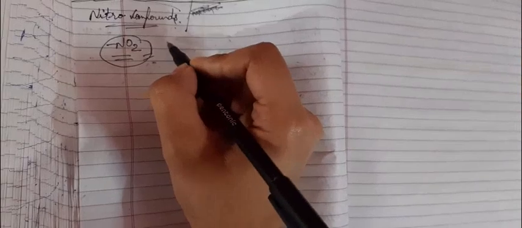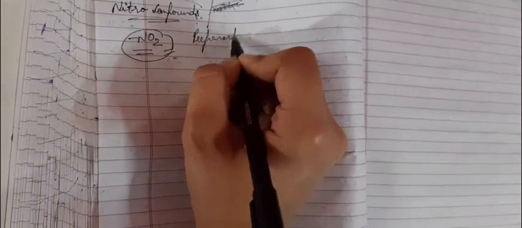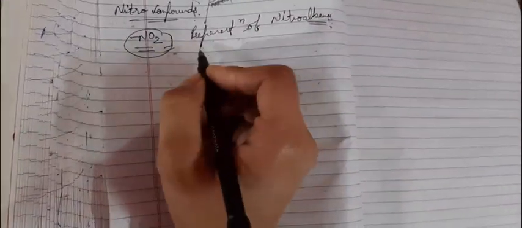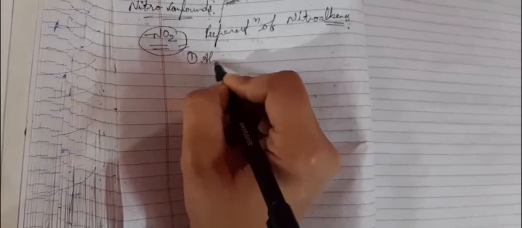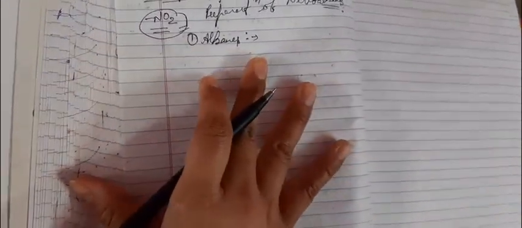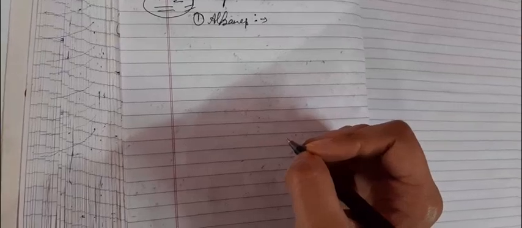So now we will begin from the preparation of nitroalkanes. We can prepare nitroalkanes from alkanes by the following method. This method is also known as vapor phase nitration as it takes place in the vapor phase at 673 Kelvin in presence of fuming HNO3.